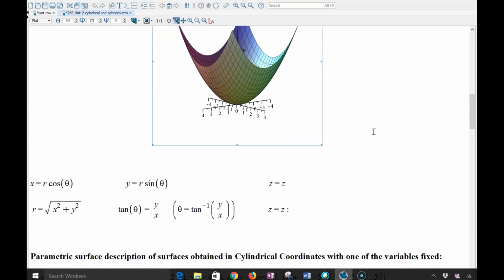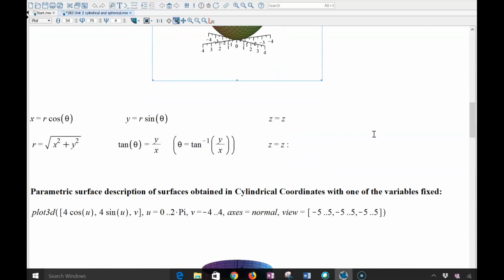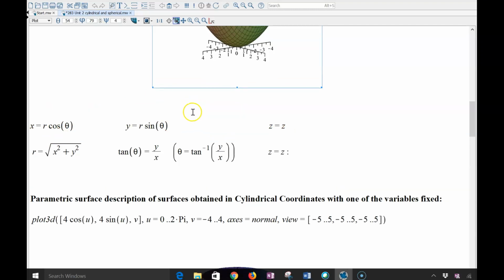What is a parametric surface description in cylindrical coordinates when you fix one of the variables? Look at our x, our y, and our z, and I'm going to fix r equal to 4. The first thing we're going to look at is the plain and simple equation, r is equal to 4. Let me just jot that down in here. That's what we're graphing first.